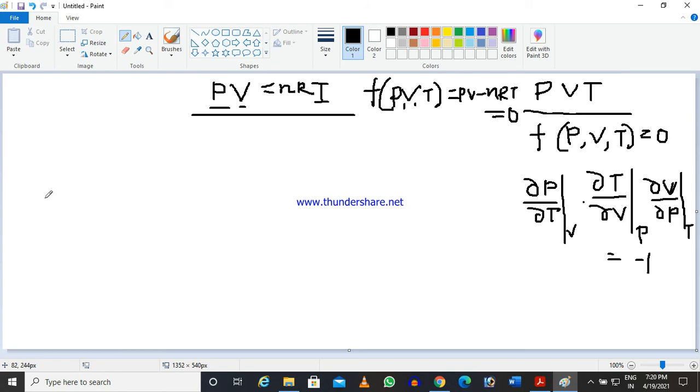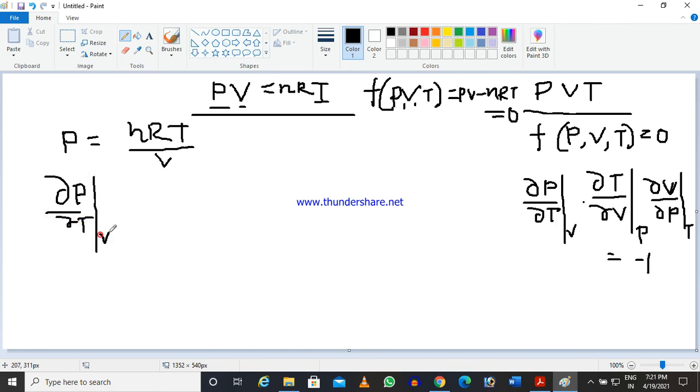So now one by one I will do. First here P is equal to nRT by V. Now if we do del P del T at constant volume, the V will come out, so nR by V and del T by del T, which is 1.